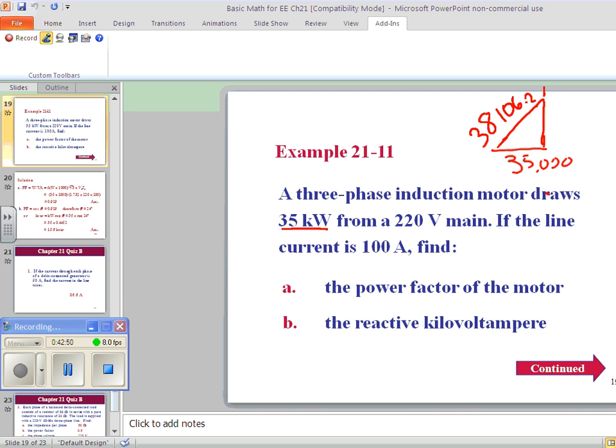Okay. Everybody hit clear on your calculator, please. We're going to go right to the cosine. We're going to divide 35,000 by 38,106.2. So put in 35,000 divided by 38,106.2. And we're going to get the cosine because that's A over H, right? So that's our fraction. What is that? It's 0.9.